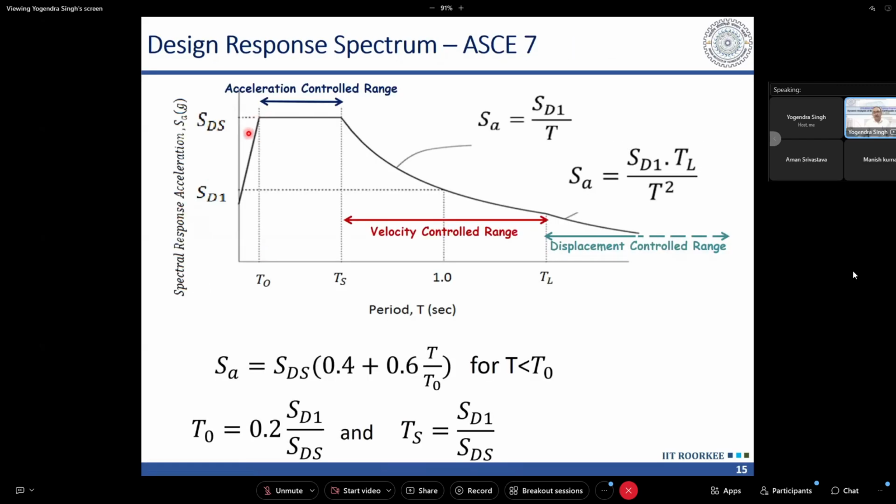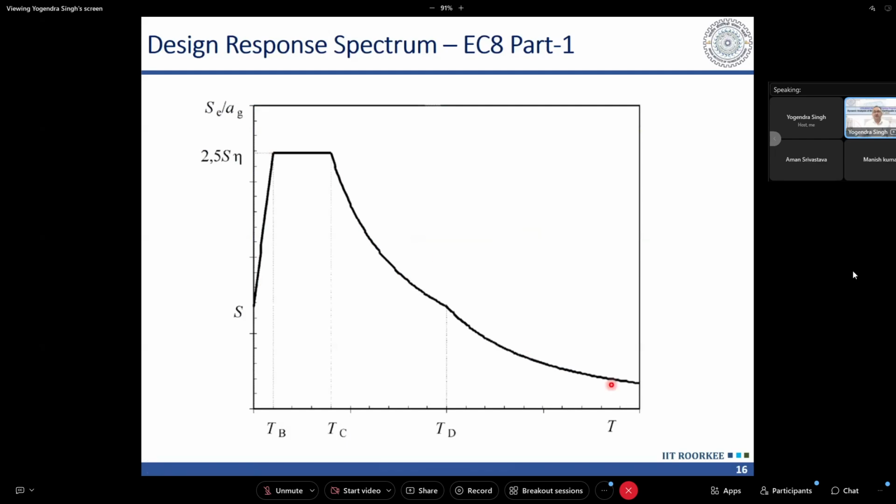In a real response spectrum, this initial flat range we call the acceleration control range. This range we call the velocity control range. And in fact, there is a range beyond a long period, the corner period, what we call TL. It is proportional to 1 upon T square. This is called the displacement control range. And in ASCE 7 as well as in Eurocode, this type of response spectra are given. In Eurocode also, there is a period TD beyond which it is displacement controlled. It is proportional to 1 upon T square.